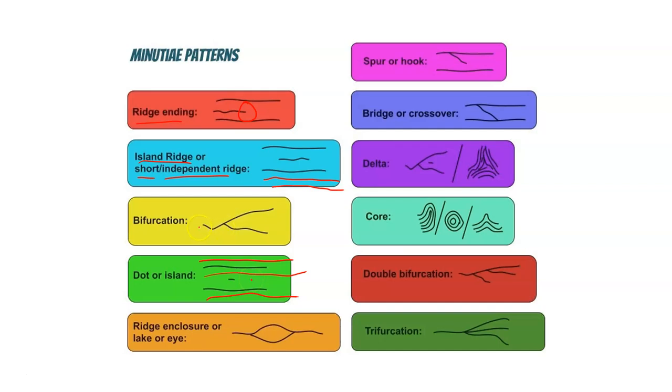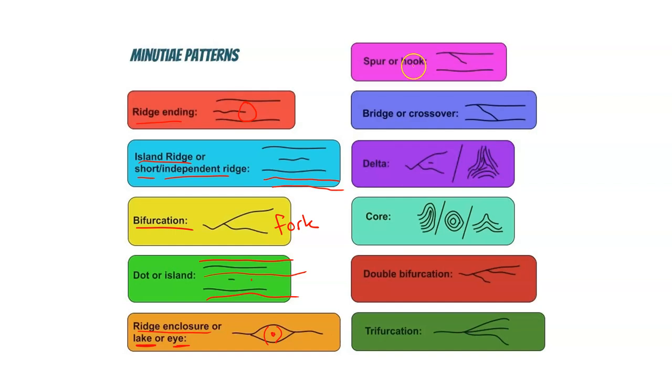A bifurcation is when you have one ridge that splits or forks into two. Okay, that's a bifurcation. We call that a fork. Otherwise known as a fork. Now, down here, this is kind of like a bifurcation where you have a single line that is forking, but that fork comes back together and then continues on as a single ridge. So you have a single ridge forking, coming back together as a single ridge. We call that a ridge enclosure or a lake or an eye. I like to refer to them as an eye, just because if you were to draw the iris and the pupil, it would make a kind of eye shape.